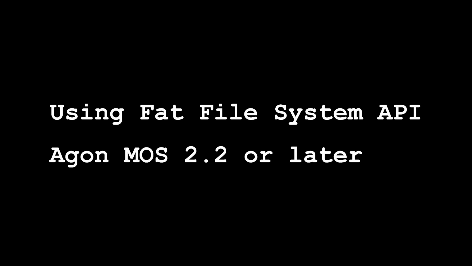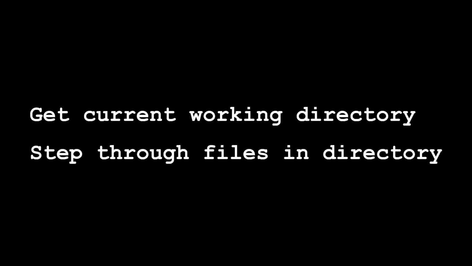We'll also need a recent version of MOS 2.2 or above. In our file today we're going to be doing two things. We're going to find out what the current working directory is, and we're then going to step through each file in that directory and get some information.